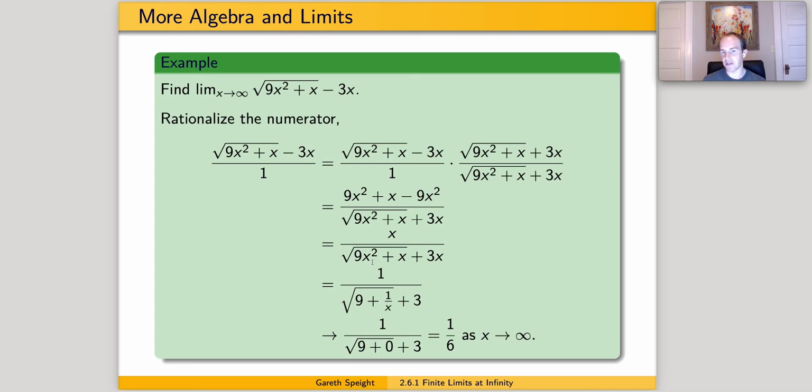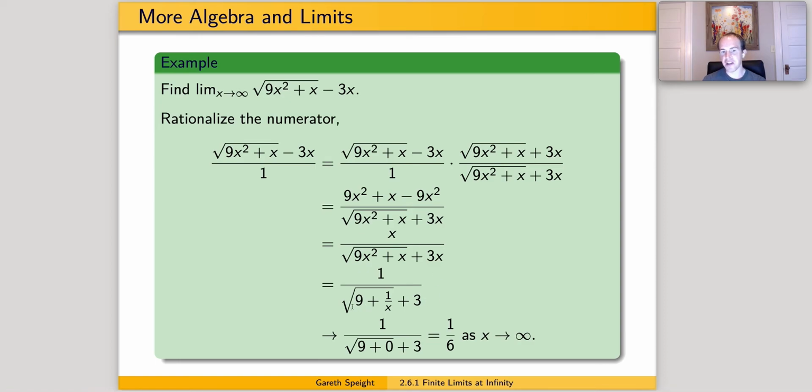So that actually becomes, or is kind of like, the order of x. My highest power is x, so I should divide the top and bottom by x. When we do that, we get 1 over the square root of 9 plus 1 over x, plus 3. And now it makes sense just to take the limit as x goes to infinity, right? If we do that, the numerator is just 1.